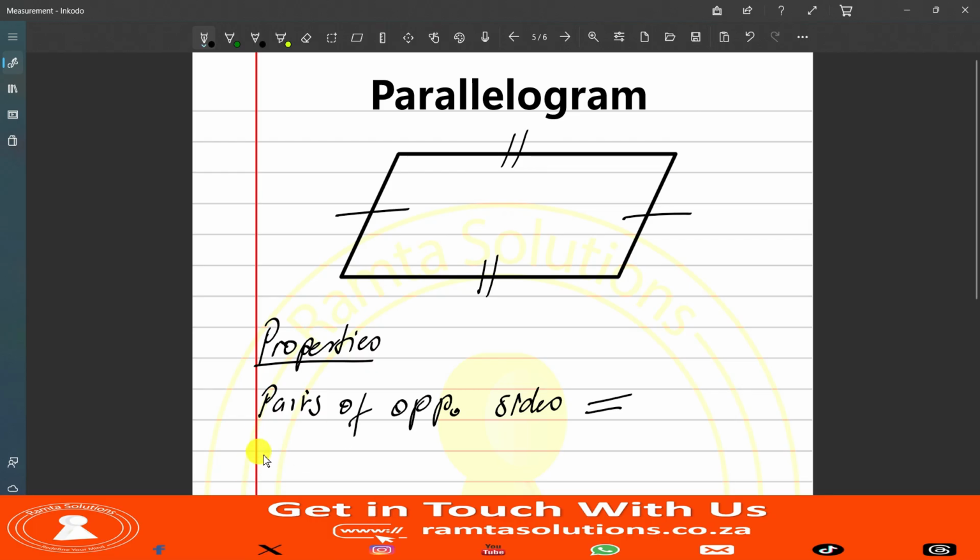And then again, opposite sides are parallel. Maybe let me write the word parallel. Opposite sides are parallel. So I'm using a single arrow here. One that is opposite it is this one here. They are parallel. I'm going to use double arrows. One that is opposite it is this one here. So they are parallel.